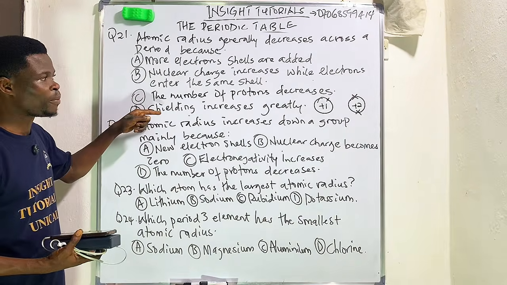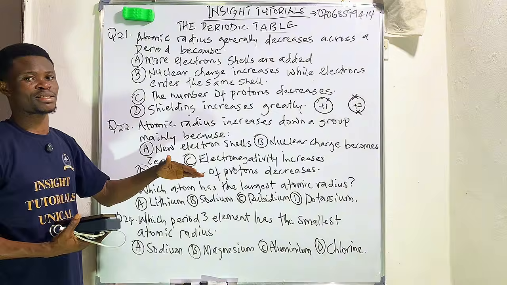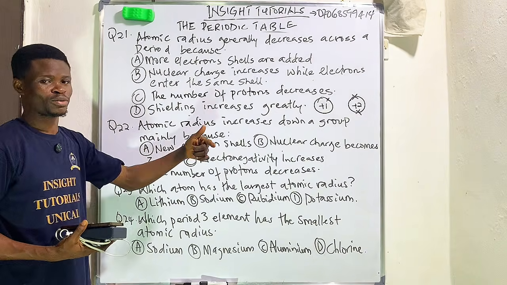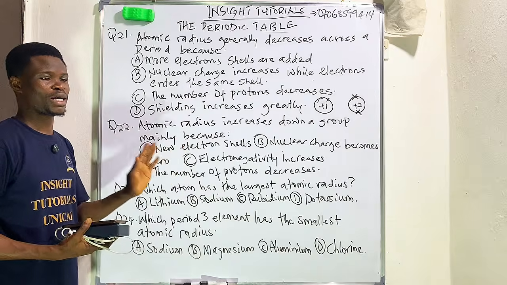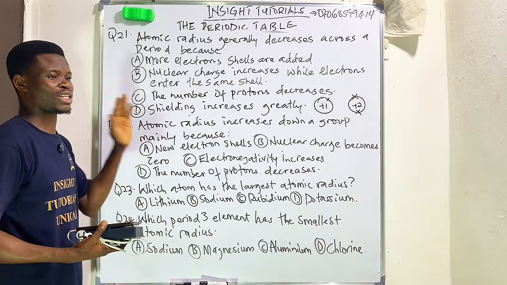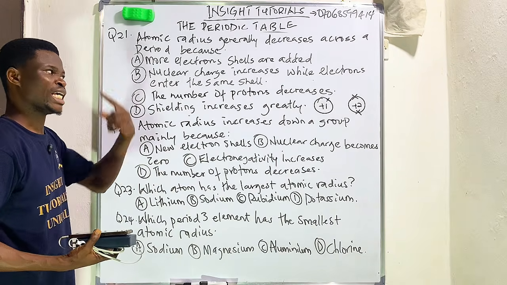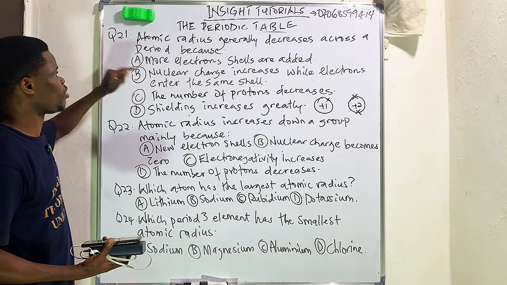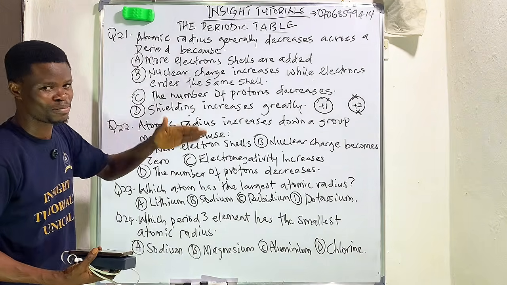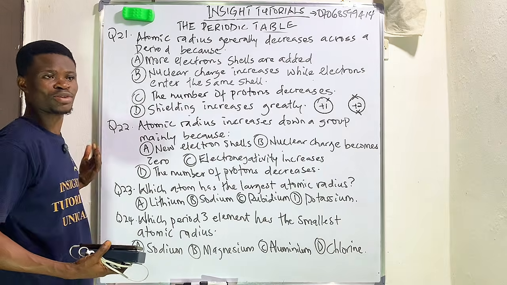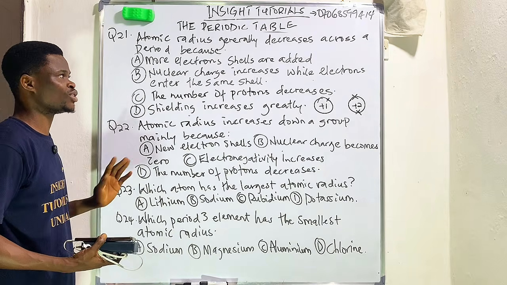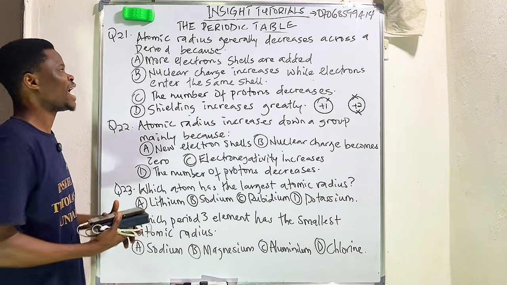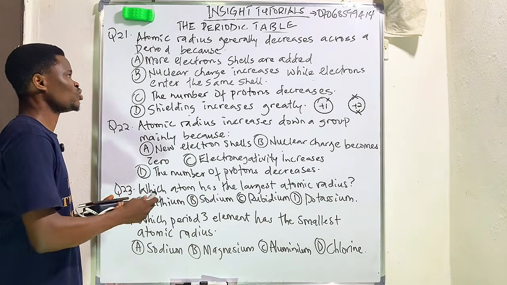Option C says the number of protons decreases. That's not true. Across the period, there's an addition of protons. Lithium moves to beryllium, magnesium moves to aluminum. So you see there's an addition of protons. So it increases, not decreases, across the period. A says more electron shells are added. Across the period, it is the same number of shells in every period. So there's no addition of shells. All right. So the correct option is that nuclear charge increases while electrons enter the same shell.